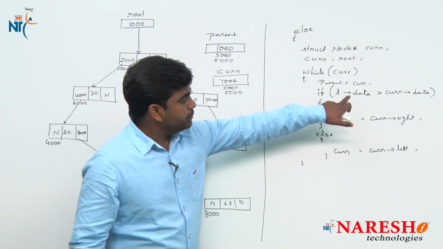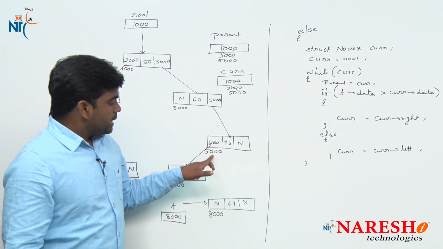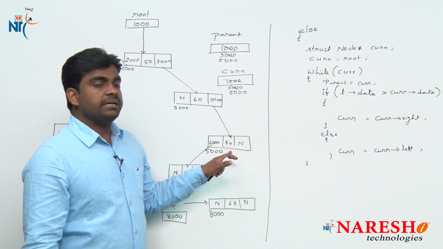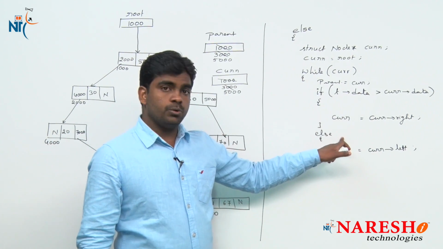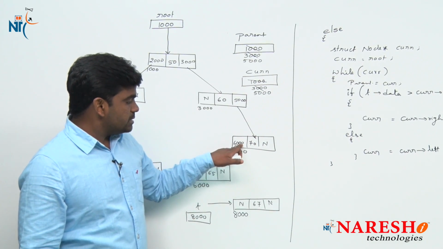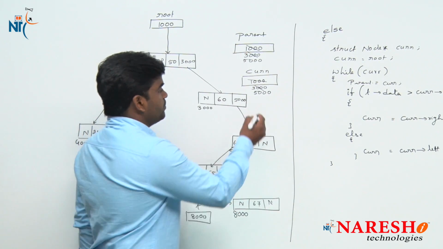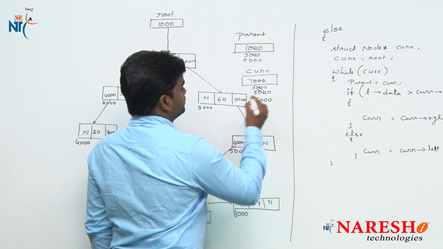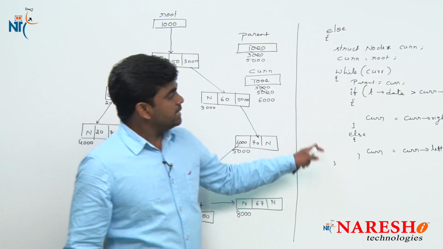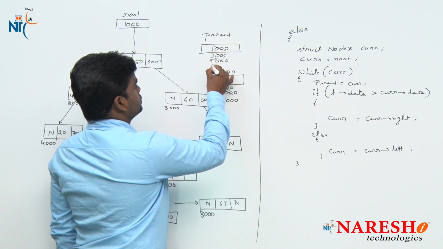Next, again if T2 data is greater than current to data, now T2 data is 67, but current to data is 70, right? So condition false. 67 is greater than 70, condition false, it will fail, else block executes. Now current to left will be stored into current. Current to left is 6000, this one. Now moving left side because it is a lesser value, so 6000 will be stored here. And next, again it will repeat, current value will be stored into parent, that is nothing but 6000 will be stored here.